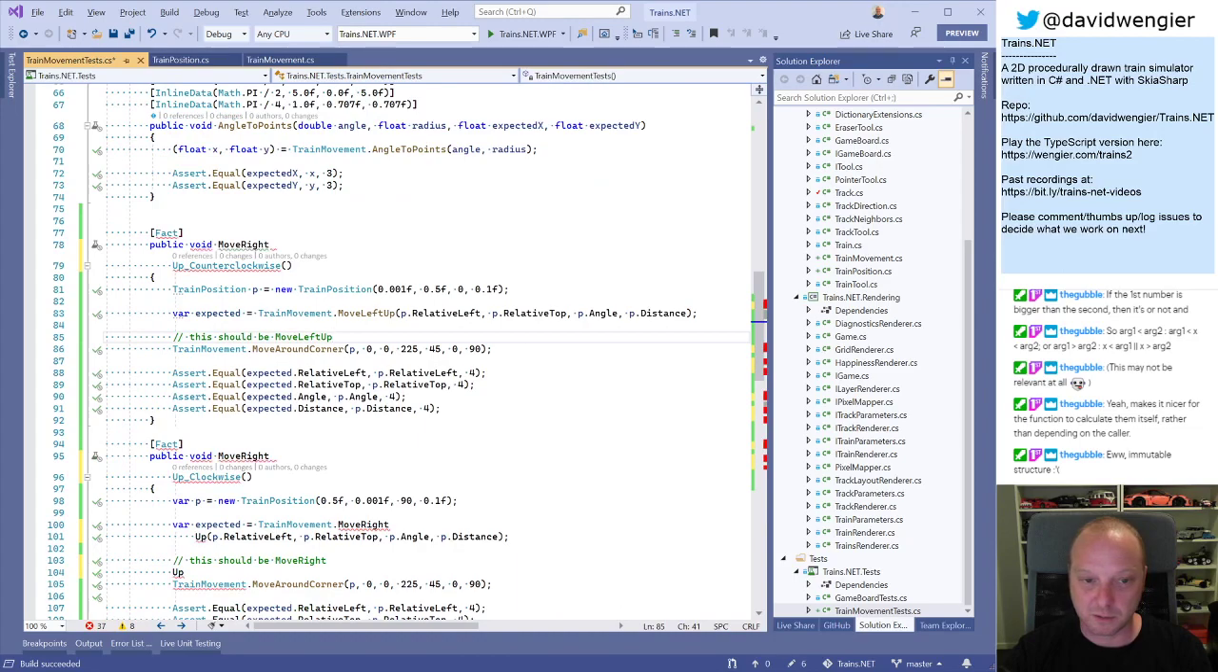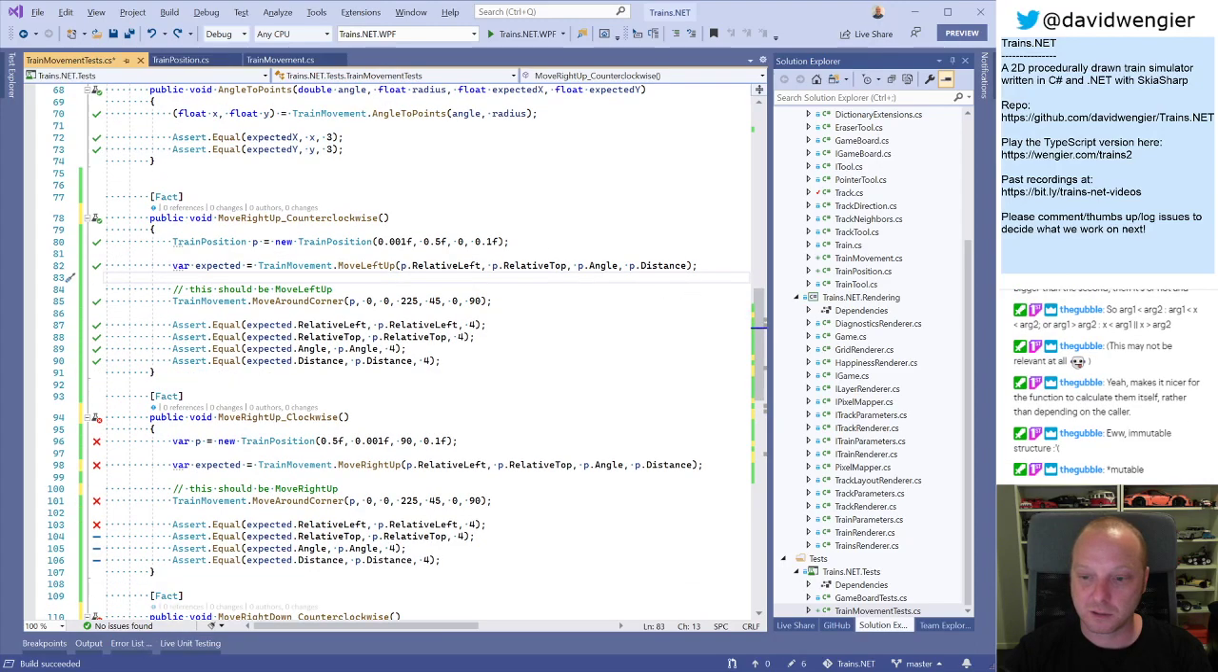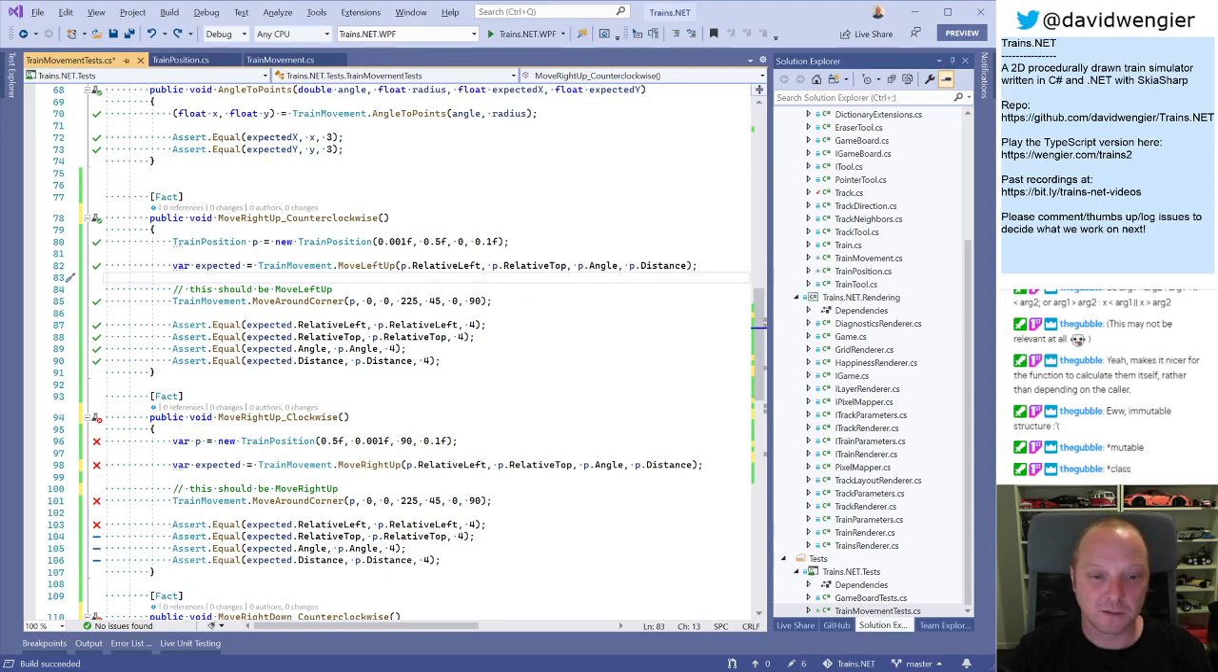Immutable structure. Who's got an immutable structure? It's a mutable class. What? Mutable, yes. It is a mutable. Well, that's because this just moves the train. Like, here's a position of train, go and move it. Done. Otherwise we end up copying structs everywhere. Okay.